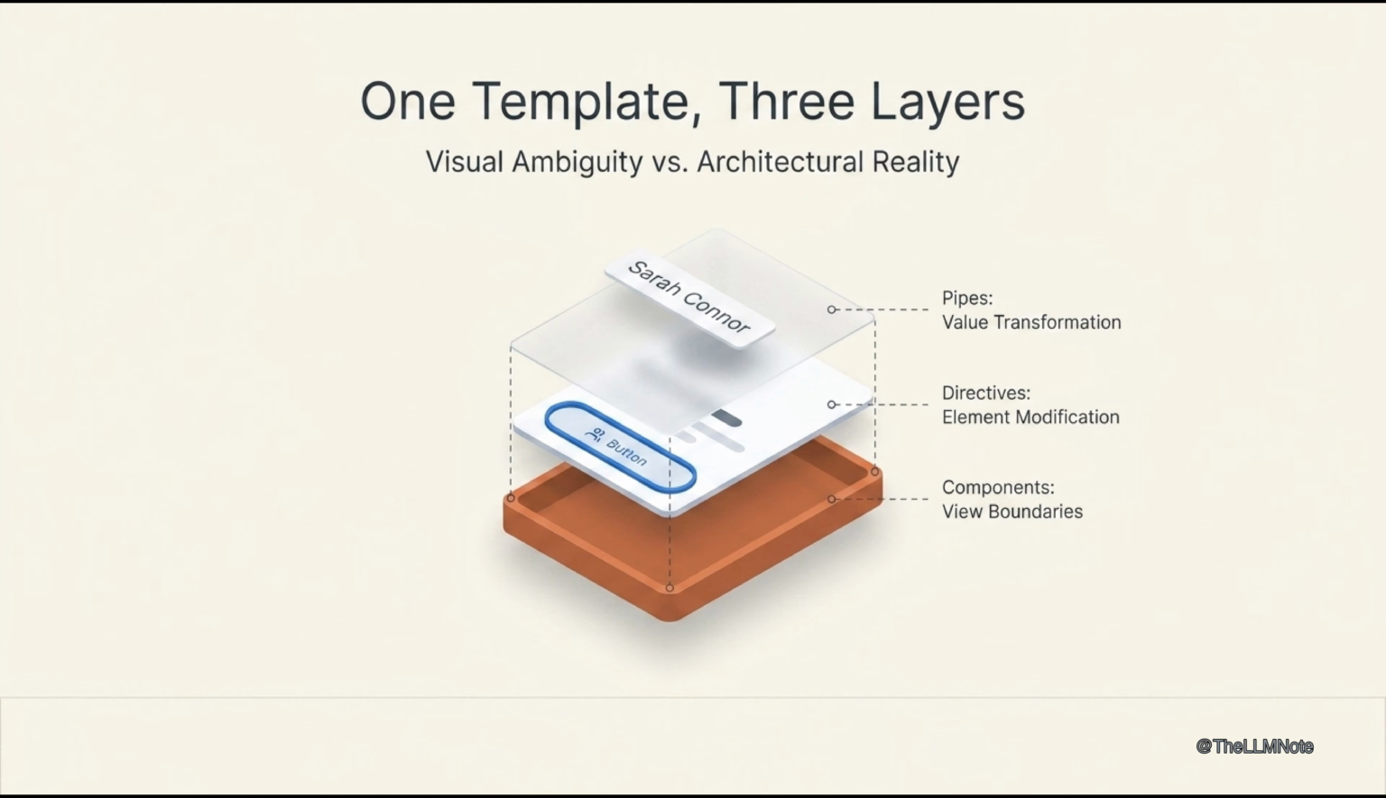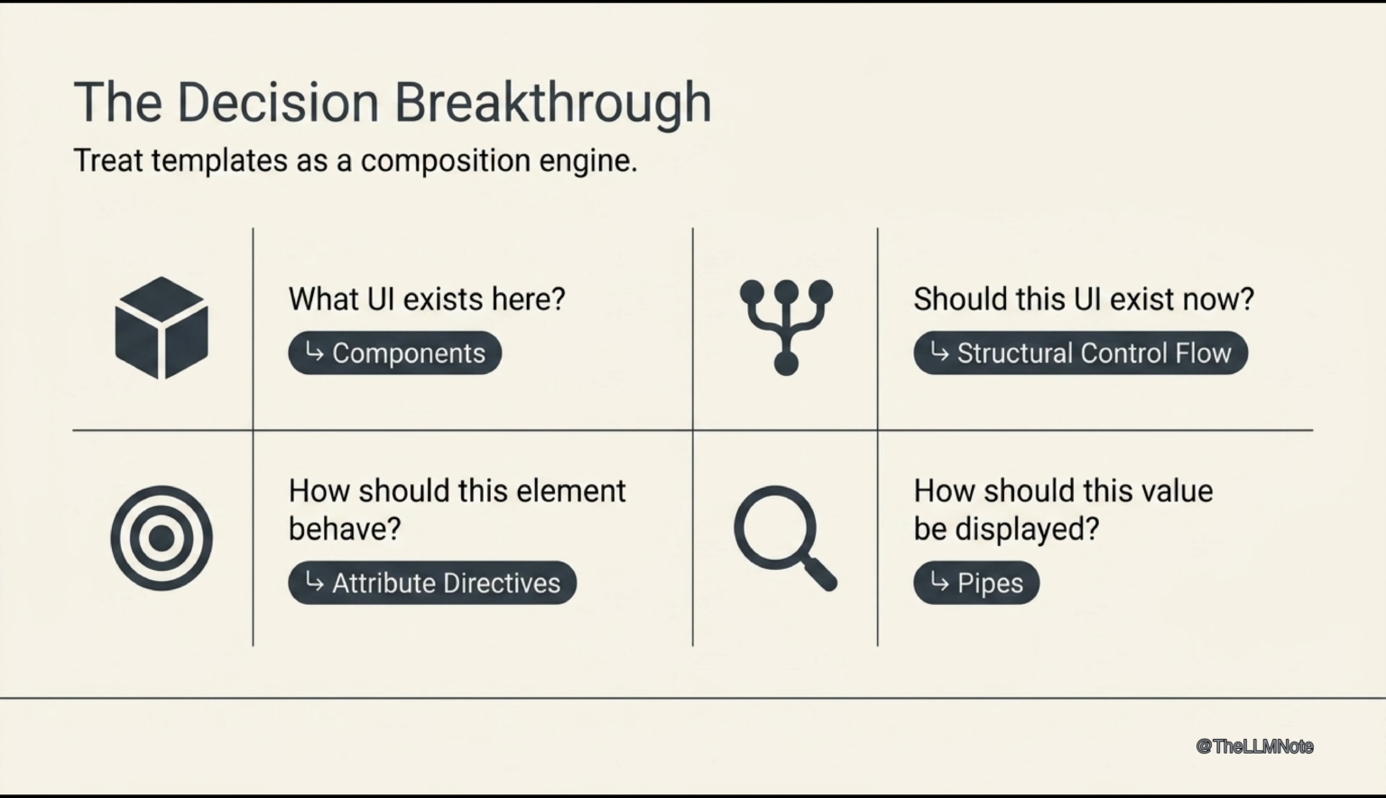As a result, this raises a critical question: the decision breakthrough. The breakthrough is to treat Angular templates as a composition engine, notably not a dumping ground for code. Components answer the question, what UI exists here? Structural control flow answers, should this UI exist now? Attribute directives answer, how should this element behave? Pipes answer, how should this value be displayed? Once each question maps to a separate primitive, template decisions become fast, reviewable, and defensible. That is the senior mental model of Angular development.